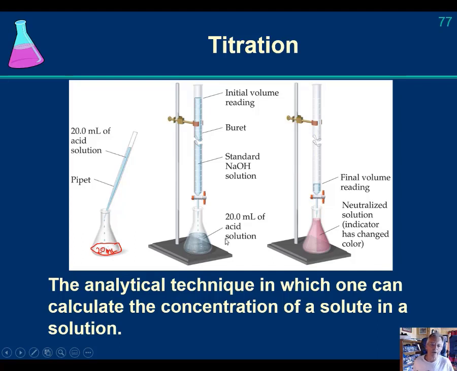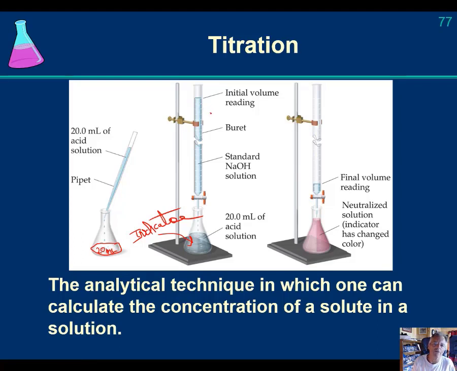And then what we're going to do is we add an indicator. You have to put an indicator into the solution in order to get your color change as you get close to the end point of your titration. So you have an indicator. Now this is a burette, and it typically holds 50 milliliters of your titrant, what you are adding to the solution to be titrated. And this you know to a high degree of certainty.